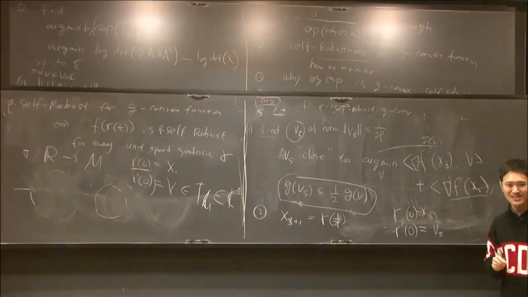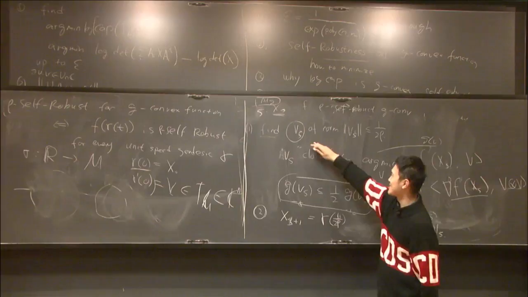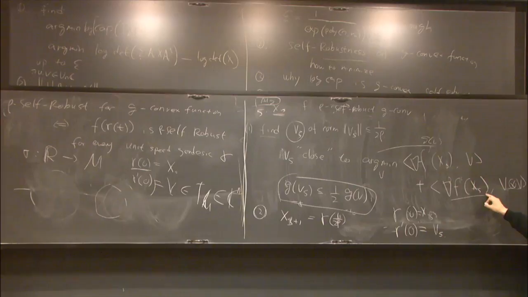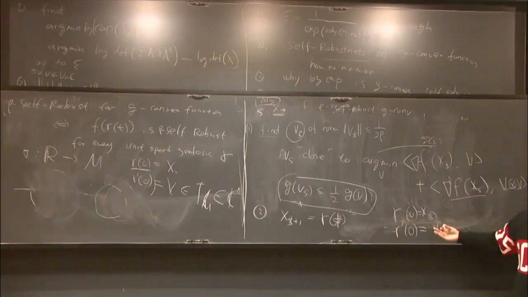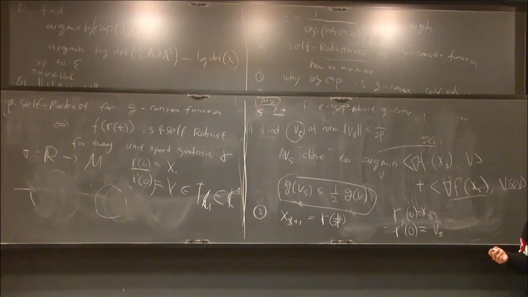So basically, you first find a Vs that is very close to the arg min of some quadratic function, and then you go from xs to xs plus 1 using a geodesic that has velocity Vs at the beginning. So you just go for one or two rho steps.